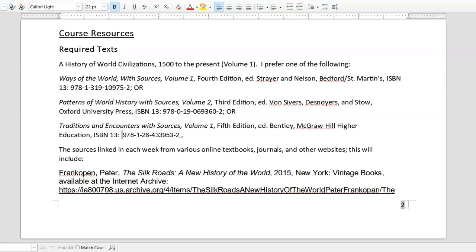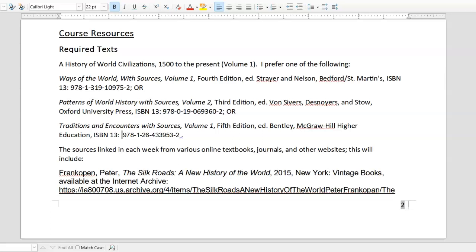Obviously, I need to change that, a volume 1. The ones that the university will have that you can buy, or the ones that you can get used copies of reasonably inexpensively on Amazon or any of the used textbook places.